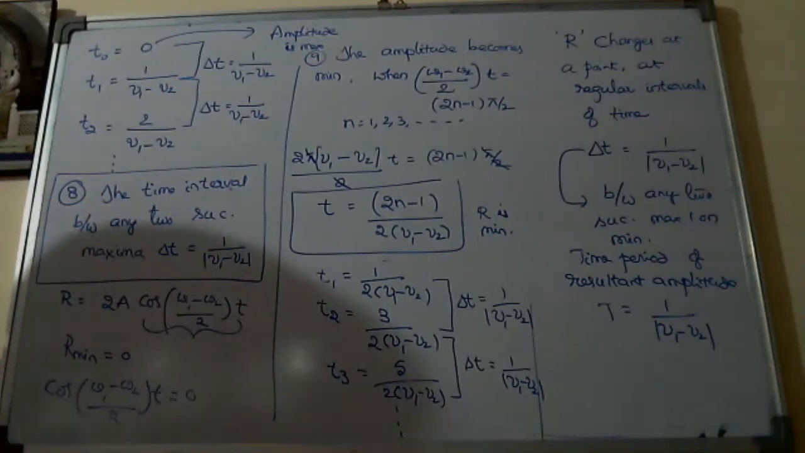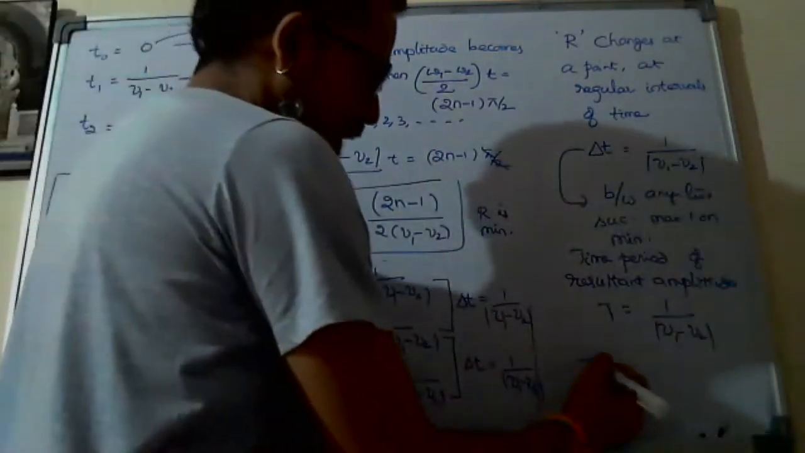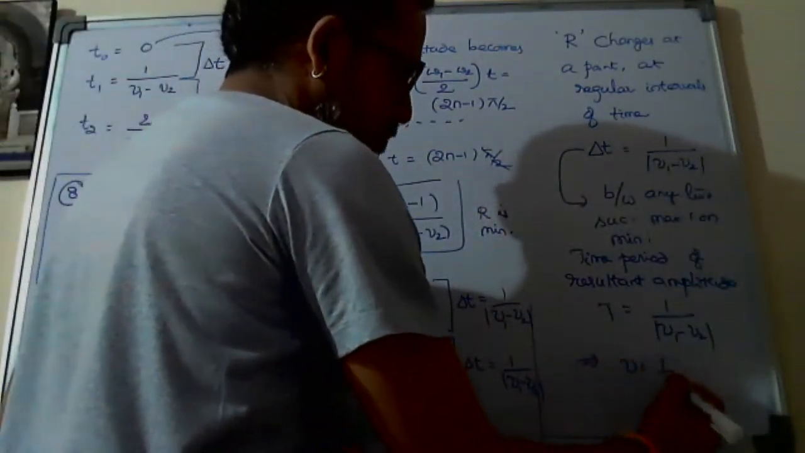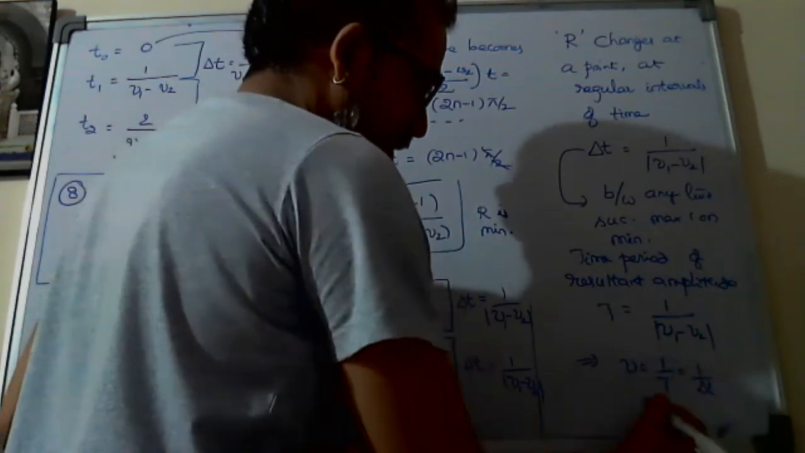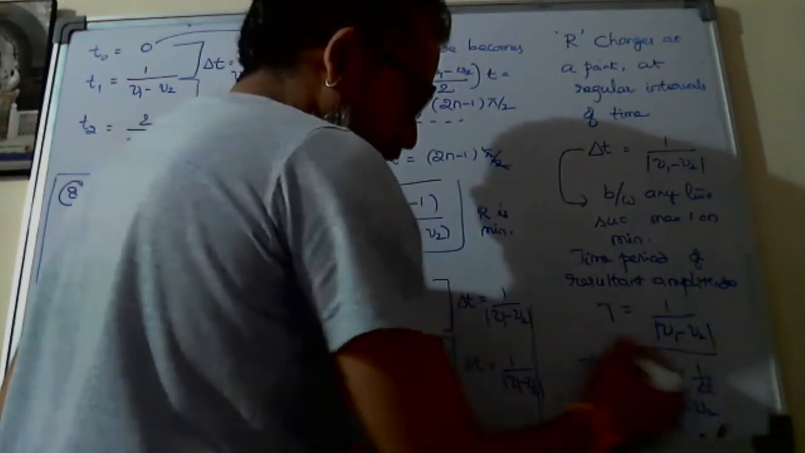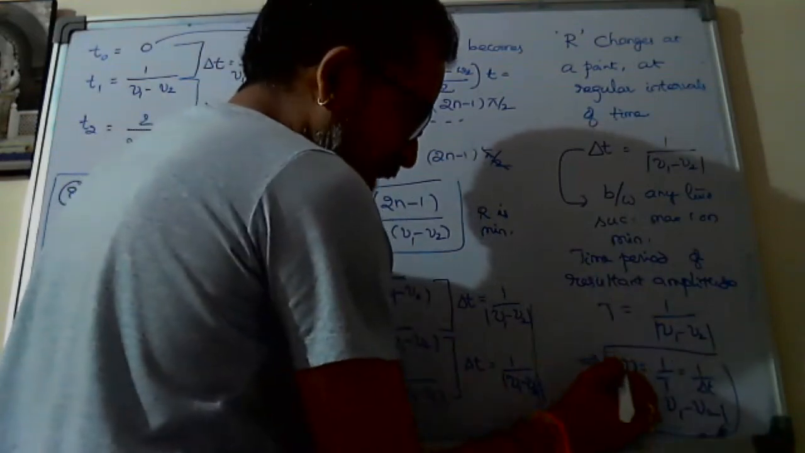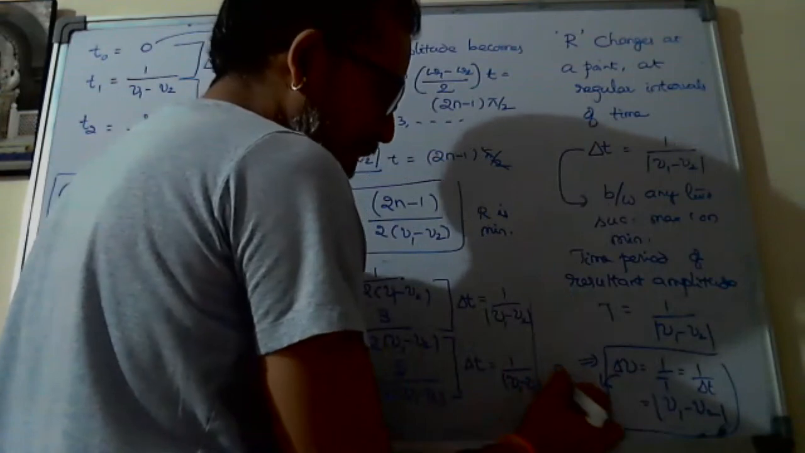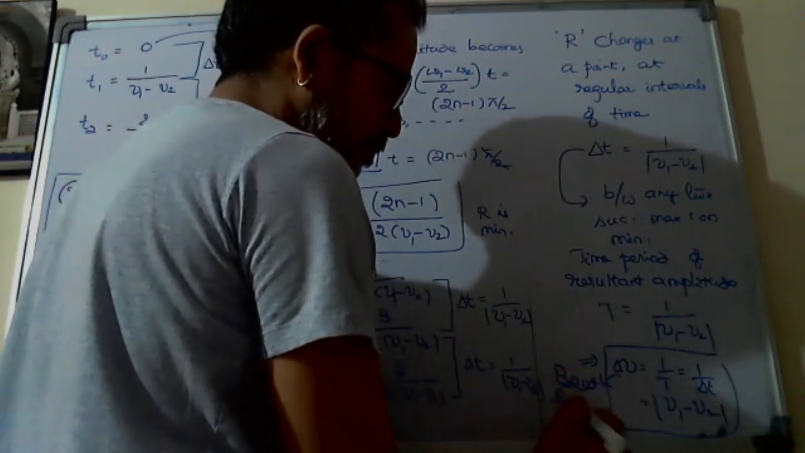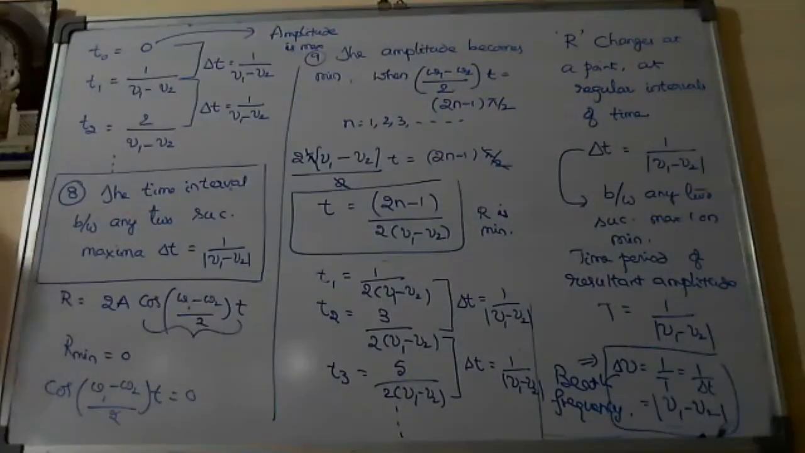The reciprocal of time period is frequency. So the frequency, the reciprocal of this time period, 1 by delta t, is mu 1 minus mu 2, the difference in the two given frequencies. This is taken as delta nu, called the beat frequency, and this phenomenon is called beats.